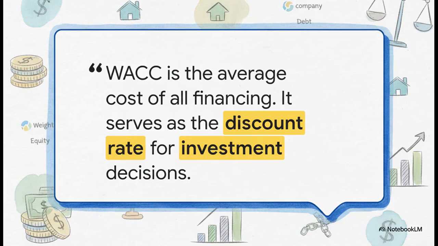But why on earth did we go through all that trouble? Well, that WACC number isn't just for an exam. In the real world, a company uses that 10.57% as its hurdle rate. Any new project, any new investment they're considering has to promise a return that is higher than 10.57%. If it doesn't, it's not a good investment and won't create value for shareholders.